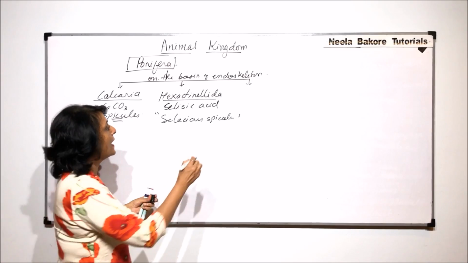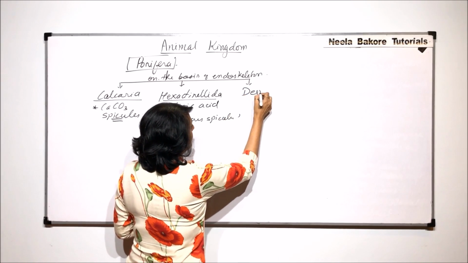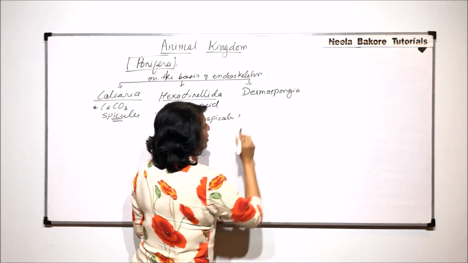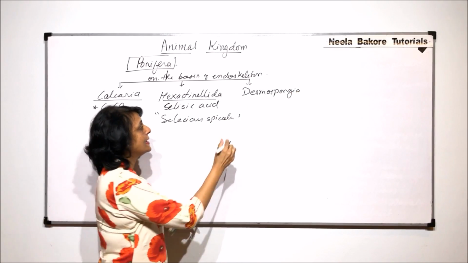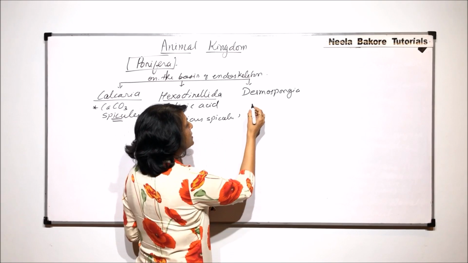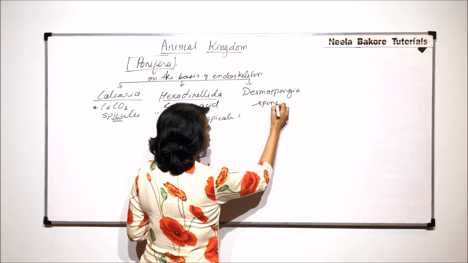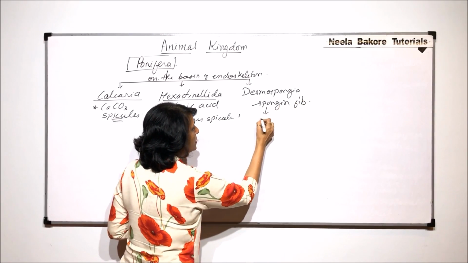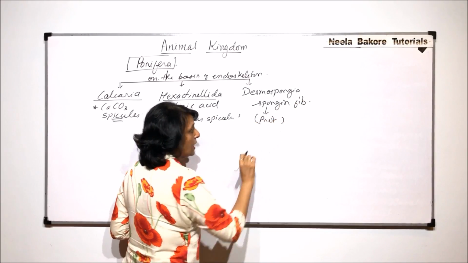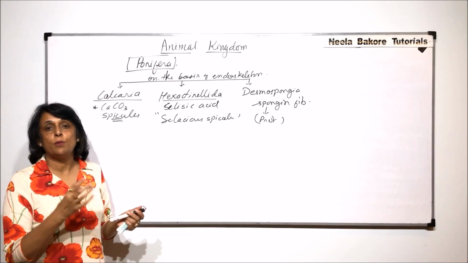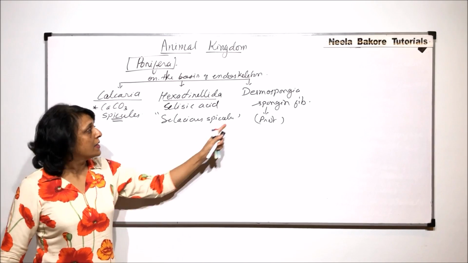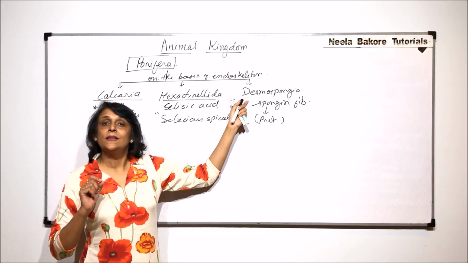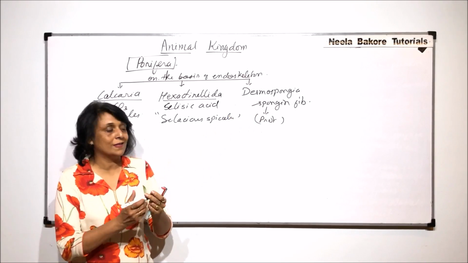And the third class is called Demospongiae or Demospongia. In this, the endoskeleton is made up of spongin fibers. These spongin fibers, or the spongin is nothing but a protein. So endoskeleton is made up of just a network of proteins, and that is known as spongin fibers. The bath sponge belongs to this class.